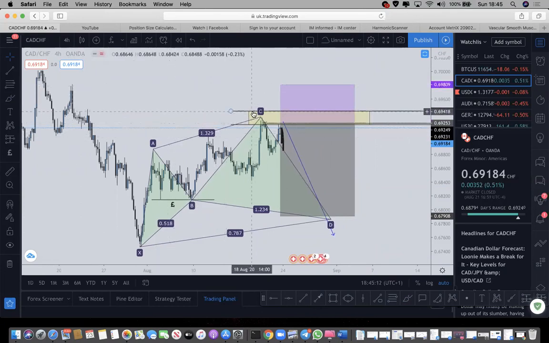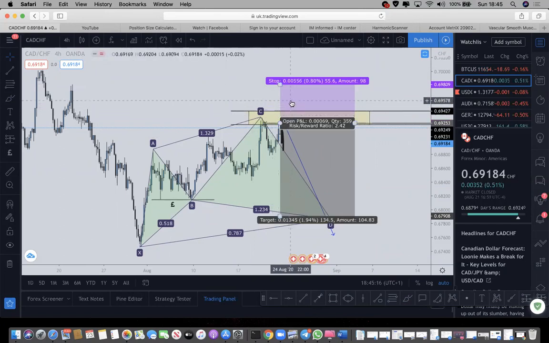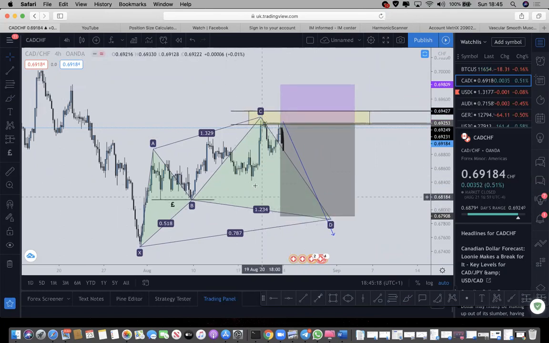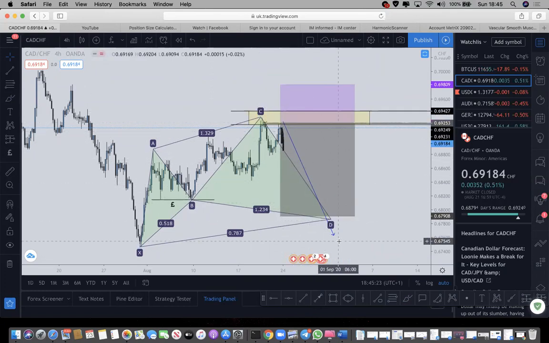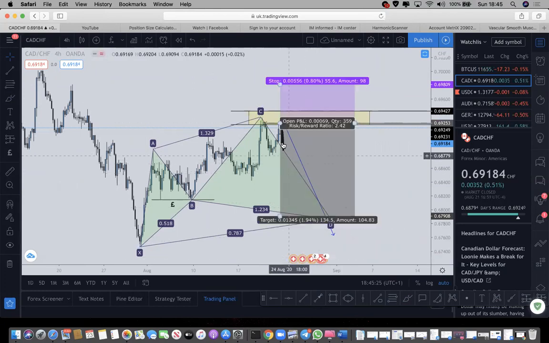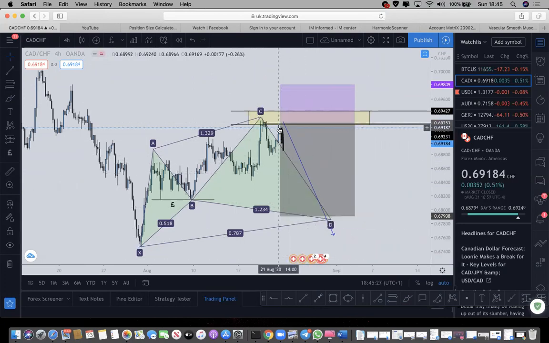In this case, I don't want to see CAT CHF go above this yellow box. If it does, it means that this cipher is not going to happen. If it doesn't, then it would be a good sell, a good sell to be in. So both ways is a good trade. It depends on you if you want to take it or not.